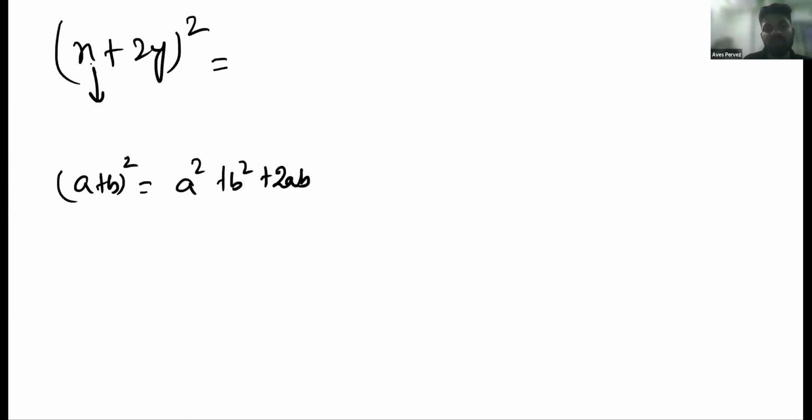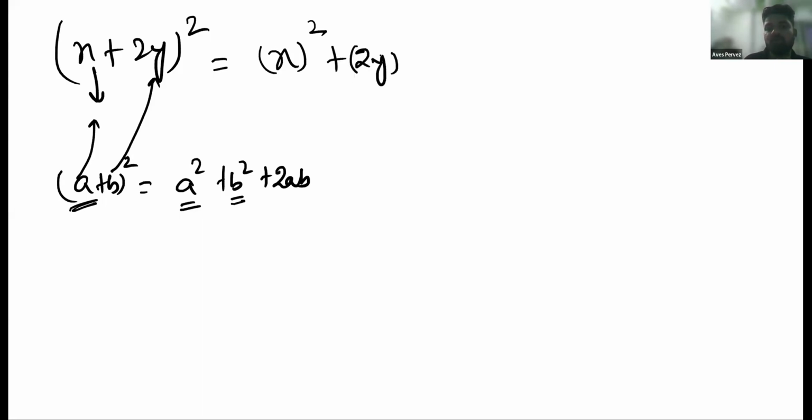Here a is actually x, and b is 2y. So a square means we write the square of x here, because in place of a, x is written. In place of b, 2y is written. So b square, we will write here as 2y square, plus 2ab, that is 2 into a into b.